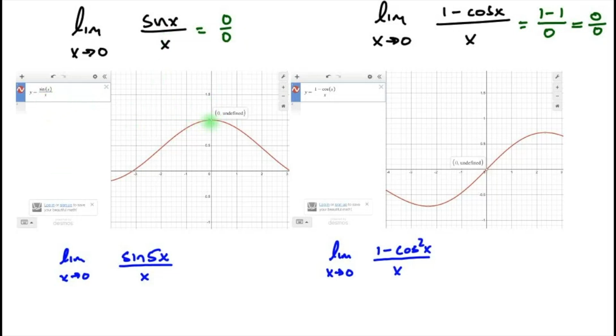So you can see if we graph this sine of x over x function from the left and from the right, our graph is approaching a y value of 1. So that is going to be our limit, even though our function is undefined at 0. Our graph is approaching a y value of 1. And on the right, our 1 minus cosine of x over x function, we can see from the left we're approaching a y value of 0, and from the right we're approaching a y value of 0. So this limit evaluates to 0.